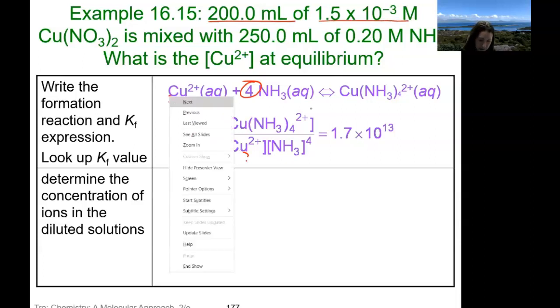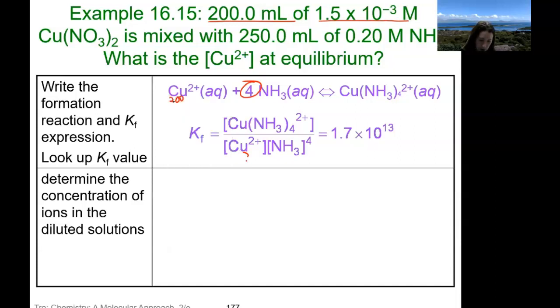So we have 200 milliliters of 1.5 times 10 to the negative 3 molar. That's a 3. And of our NH3, we've got 0.2 molar, 250 milliliters, right? That's what we had before, but now we've mixed them together. So this volume is additive now because they're in the same container, right? So we have to take into account the volume is additive.